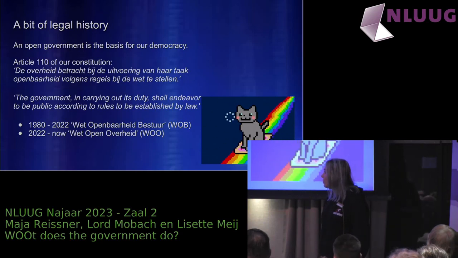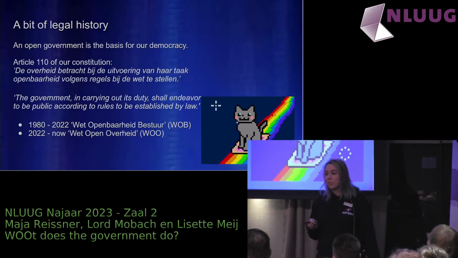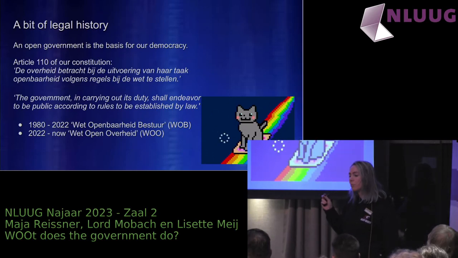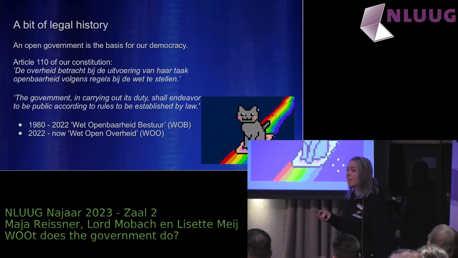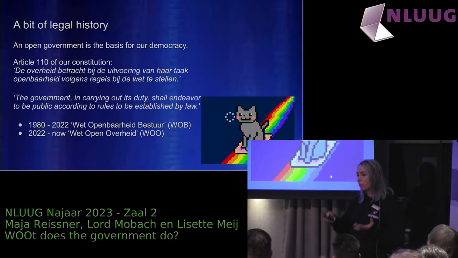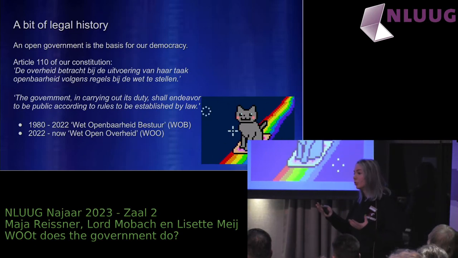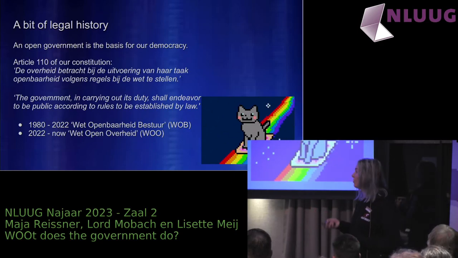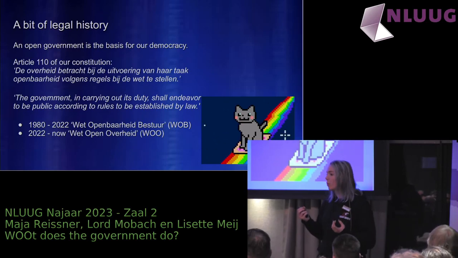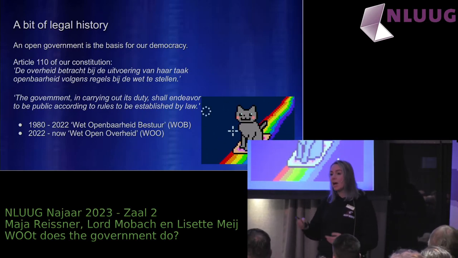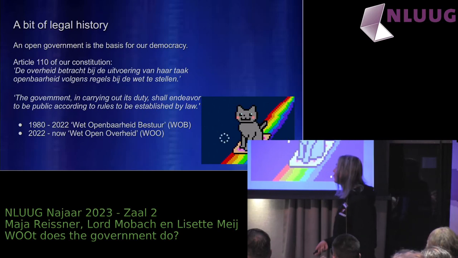We had another one back in 1980 until 2022, and maybe you remember that term, it was just introduced. It was called the Wet Openbaarheid Bestuur, and the abbreviation was WOB. So we would call it a WOB verzoek or WOB request. And now we have the Wet Open Overheid since May last year. So it's pretty new. And we call it the WOO. So the WOB request now is a WOO request.